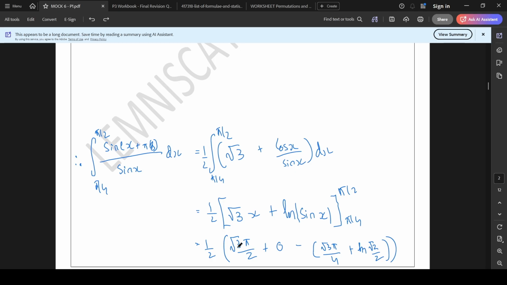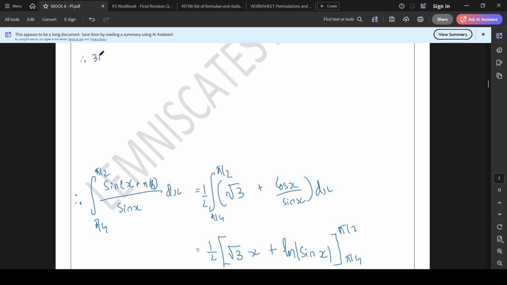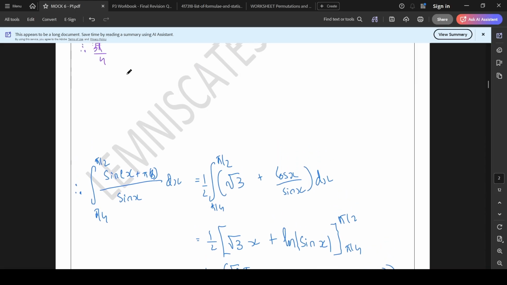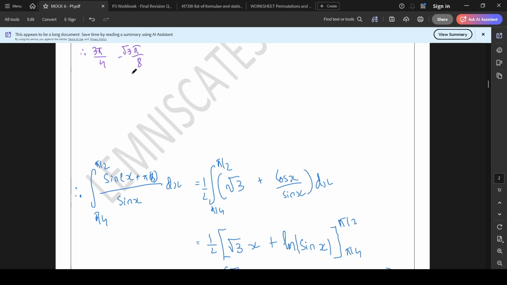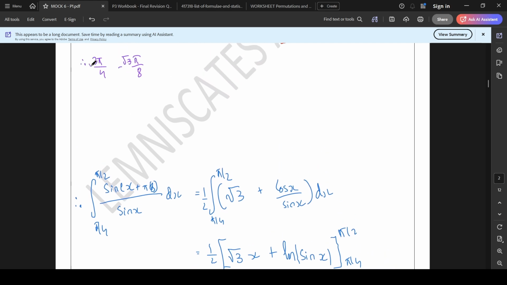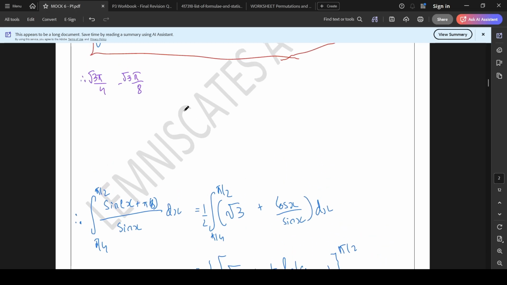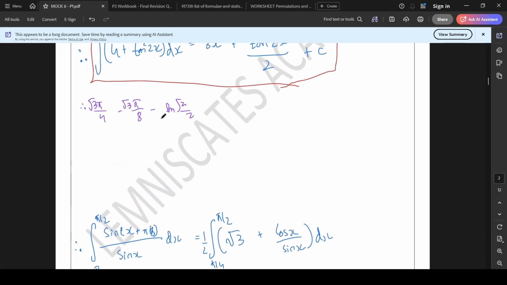It will become square root of 3 pi by 4, then minus square root of 3 pi by 8. Over here it is square root of 3 pi by 4 and this, and then minus ln of root 2 by 2. But then that is also divided by 2, so that is half.